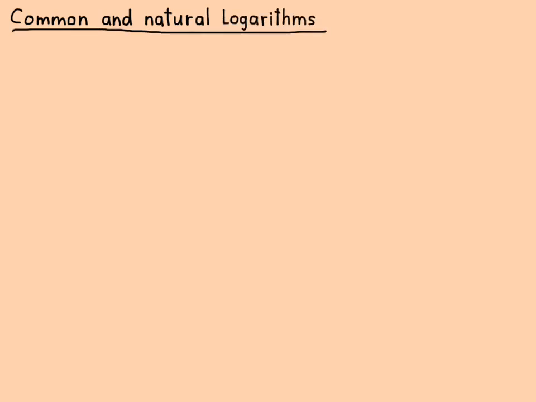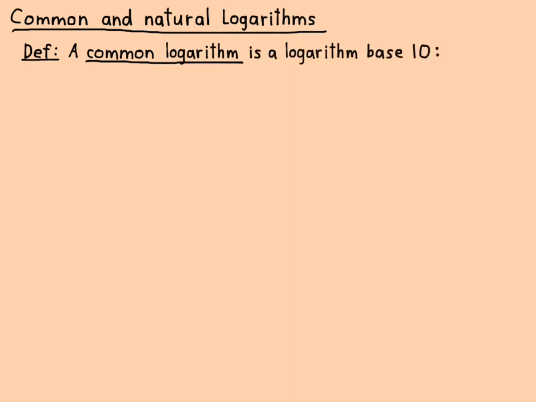The final part of this section is just talking about common and natural logarithms, which is just logarithms with particular bases. So a common logarithm is a logarithm base 10. So this log base 10 of x, which we usually don't write the base 10. It's like square root. You don't usually write the index of 2, right? So log base 10, we usually just write log. So on a calculator, if you see log, they mean log base 10.